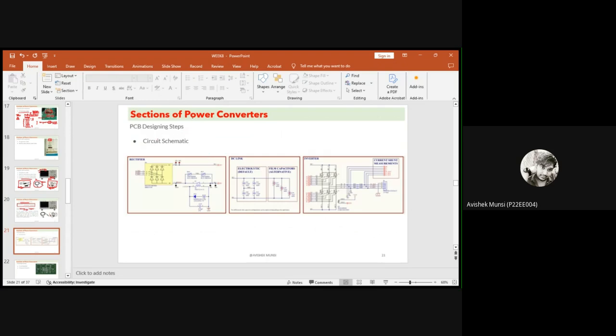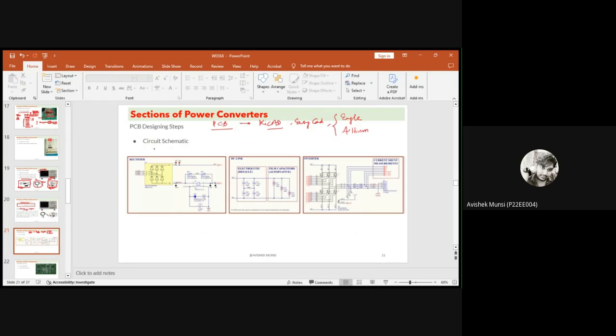So the next and important step is designing the power converter in a PCB. PCB can be designed in open software, one that is KiCad, which you can freely download, or there are EasyEDA, you can say that. And there are some professional software, one is Eagle, Altium, which require a definite license for designing PCB.